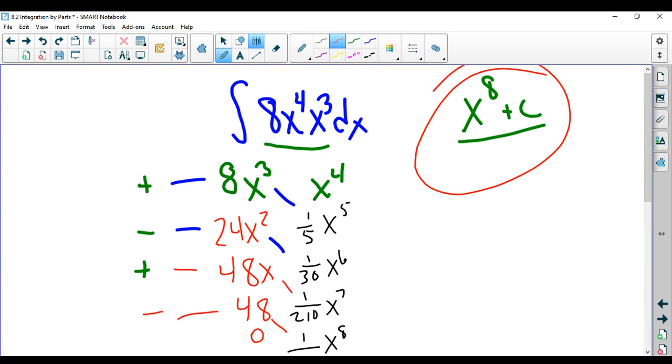So the point here is not to do it with the tabular method. It's just to show you that the tabular method actually does work. So the next example, the last example, we'll use the tabular method for one where it's going to be very useful.